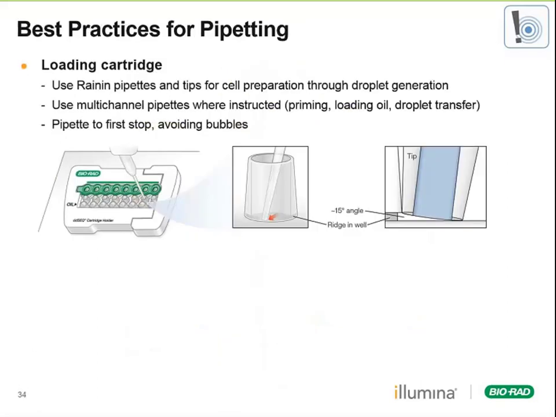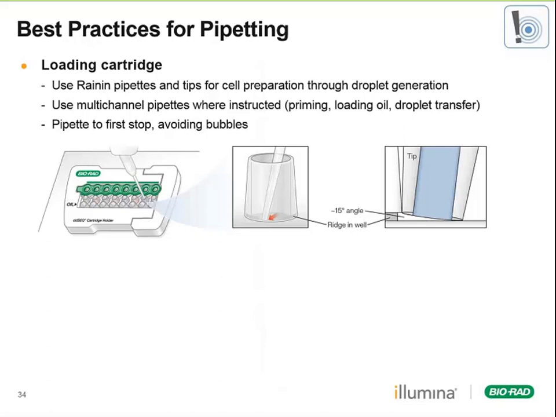Pipetting is another important consideration around a couple of steps of this protocol. First, around loading the cartridge, if you remember, we want to use the Rainin pipette tips for cell preparation all the way through droplet generation. In some of these steps, we're also going to use multi-channel pipettes, in particular during priming, loading the oil, and droplet transfer. So note where we're using a single channel or a multi-channel pipette in the protocol.